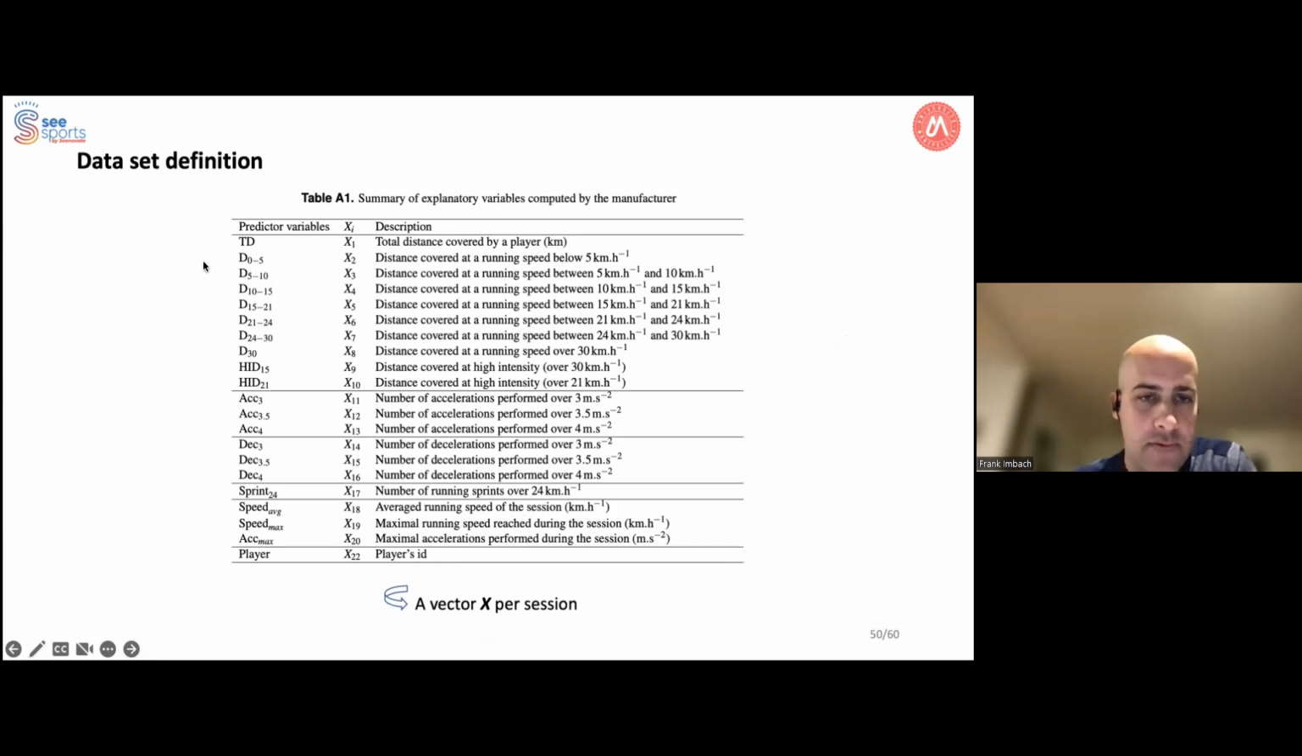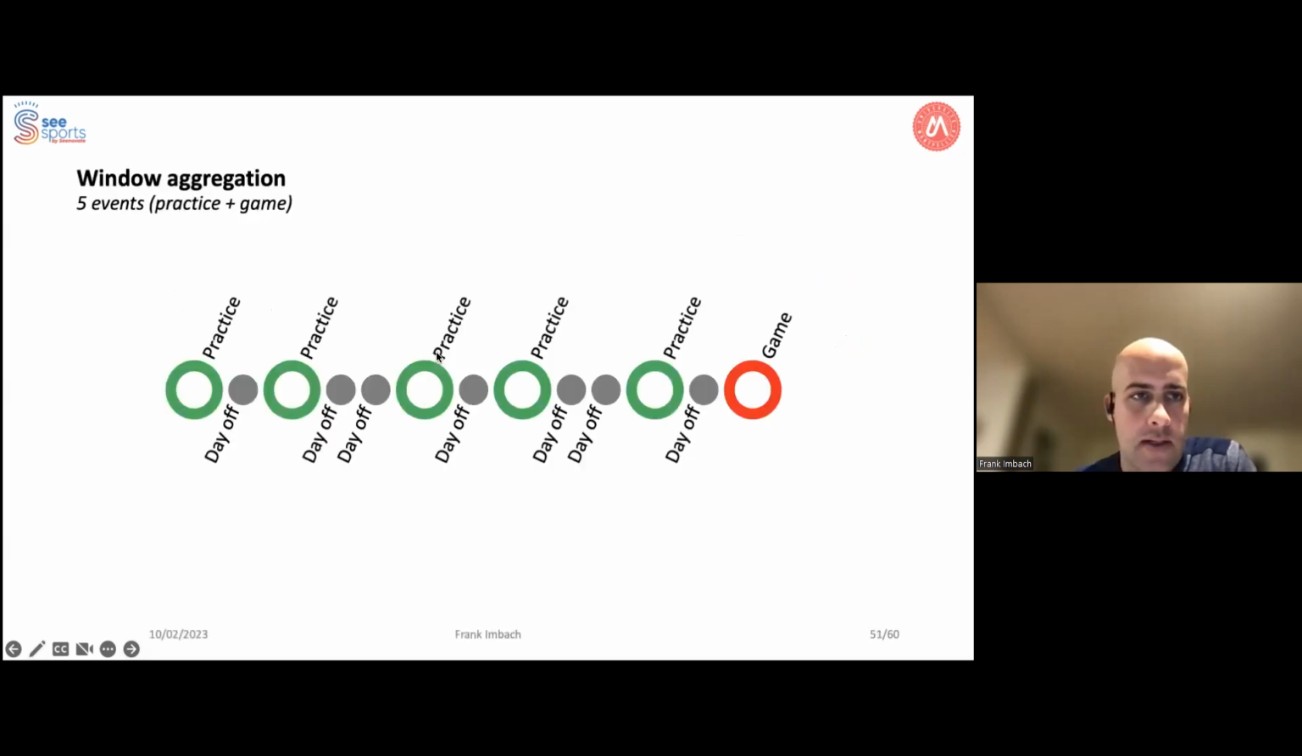Just in brief, we have the total distance, high intensity distances, accelerations across some thresholds, decelerations, also sprints, and the player. We did an aggregation because we tried to predict a game using data from the previous sessions. So we took 5 practice sessions to predict the 6th event, which is a game.